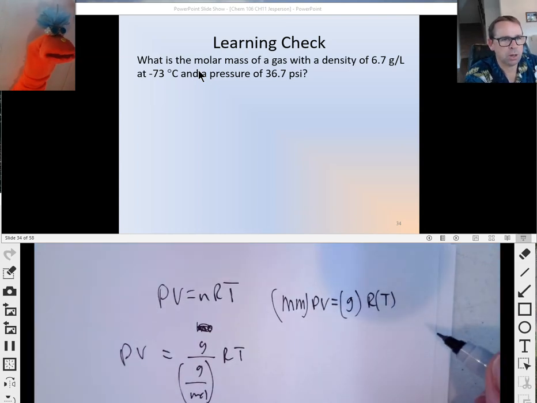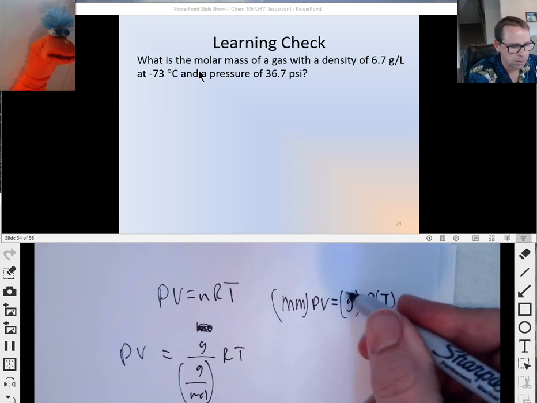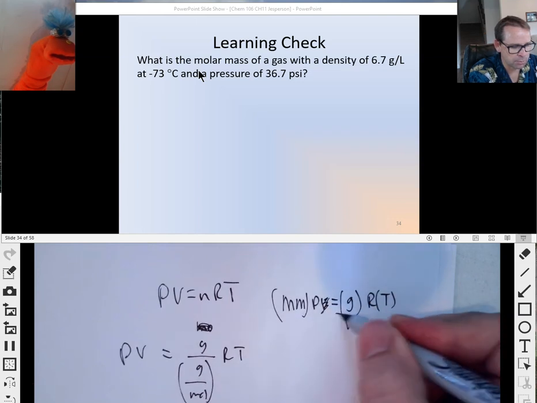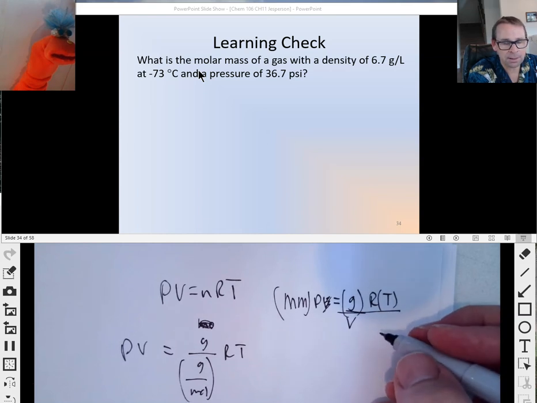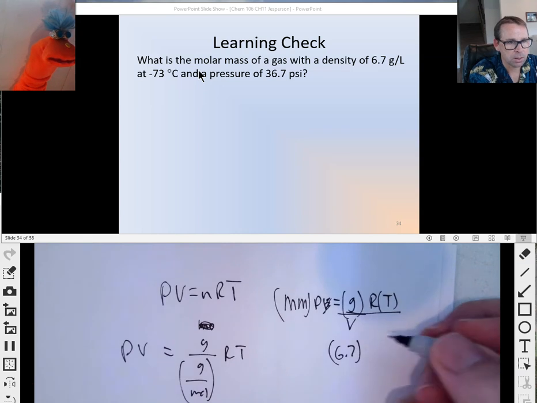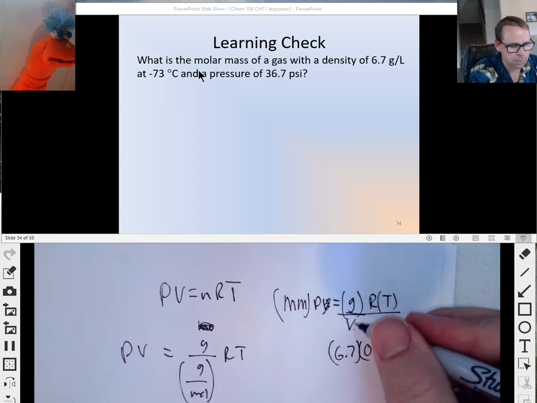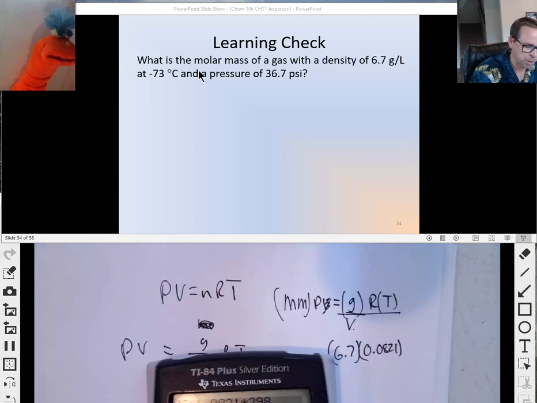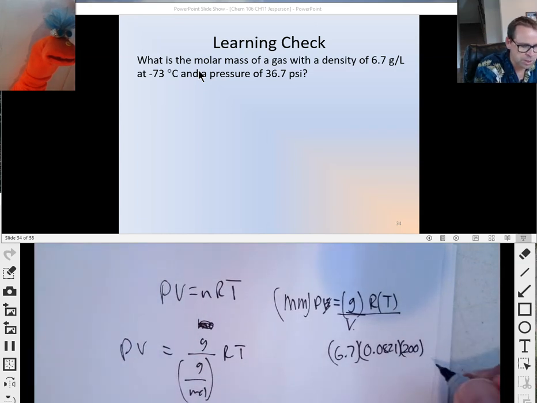All right, so the density of our gas is 6.7 grams per liter. I can take this grams and bring the volume down here, right? Divide both sides by volume. And then that right there will be the density of our gas. So 6.7 can go right there. R is 0.0821. This is in grams per liter. That's fine. Temperature, negative 73 plus 273 Kelvin, is going to give us 200 degrees Kelvin.